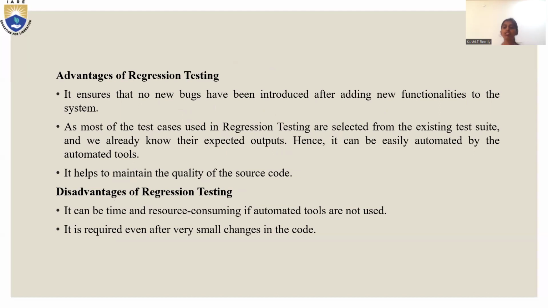So what are the advantages of regression testing? It ensures that no new bugs have been introduced after adding new functionalities to the system. As most of the test cases used in regression testing are selected from the existing test suite and we already know their expected outputs, it can be easily automated by the automated tools. It helps us to maintain the quality of the source code. It saves our time because already expected outputs are fulfilled.